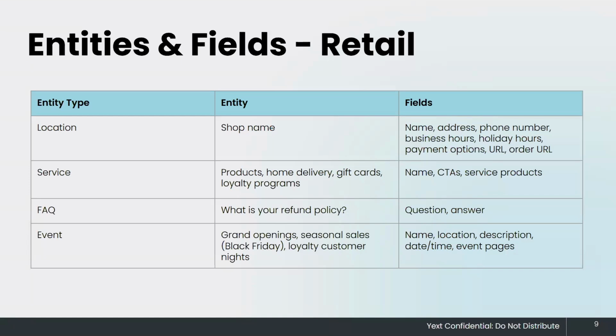Now, if we think about particularly services that a retail business could offer, the available products within the store could be one. Also, potentially, delivery options. Do you offer home delivery? Do you offer gift cards? Do you have a loyalty program? You could, for example, add a call to action to a location page, with a CTA button where customers can sign up to your loyalty program. And if they do that, they get 10% off their next purchase, for example. Could also have FAQs, common customer questions.